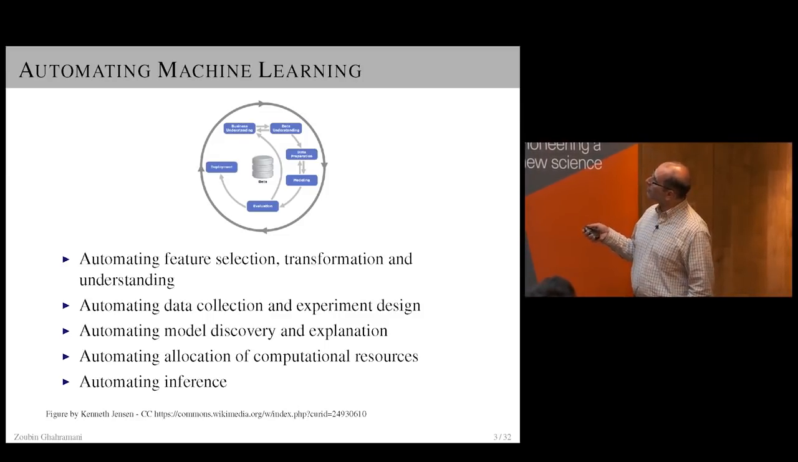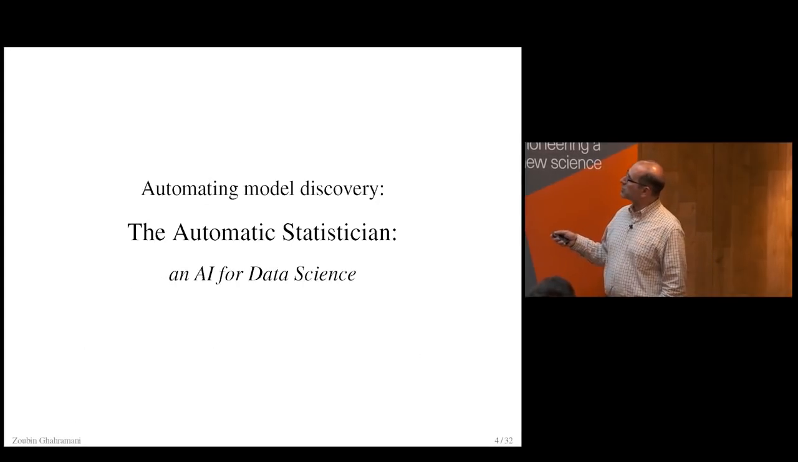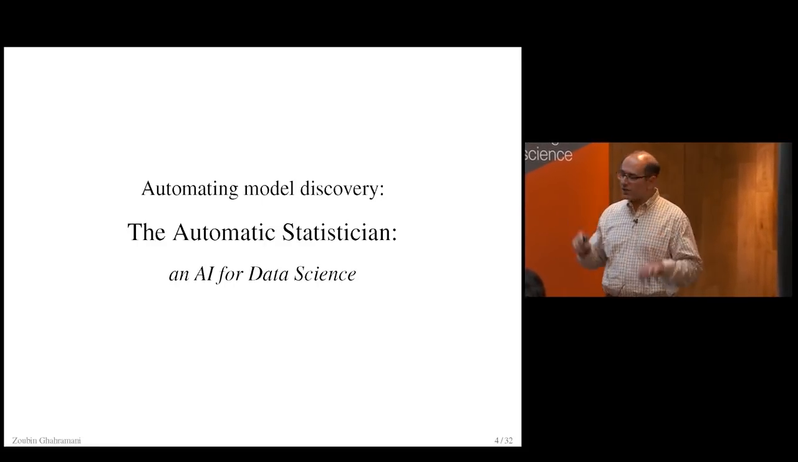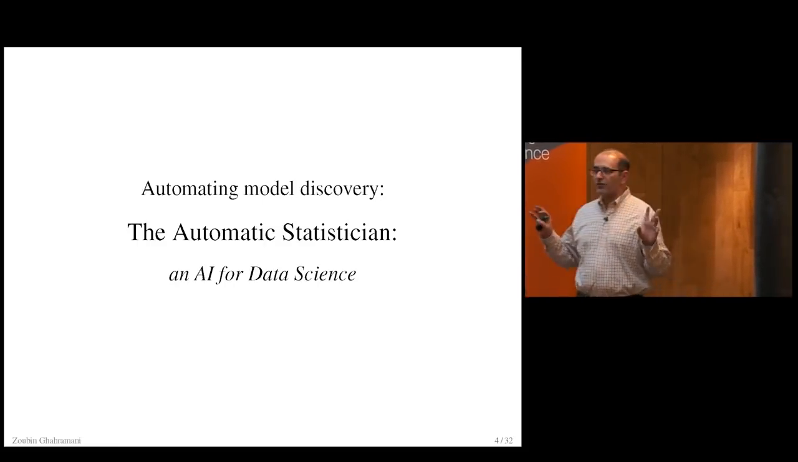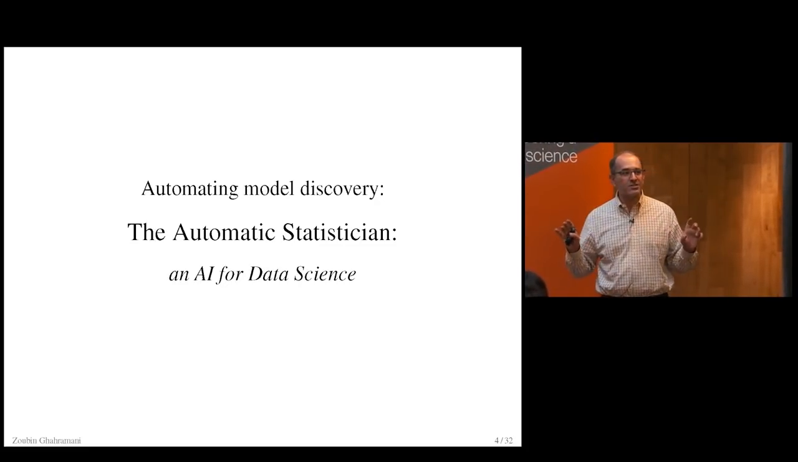So the thing I'm going to really focus on is automating model discovery, which is this automatic statistician project. The sort of subtitle for this is an AI for data science. I'm not really interested in general AI. I think general AI is a bit bogus.